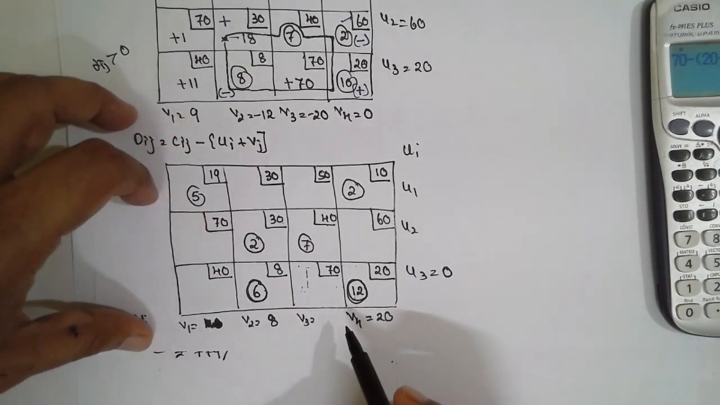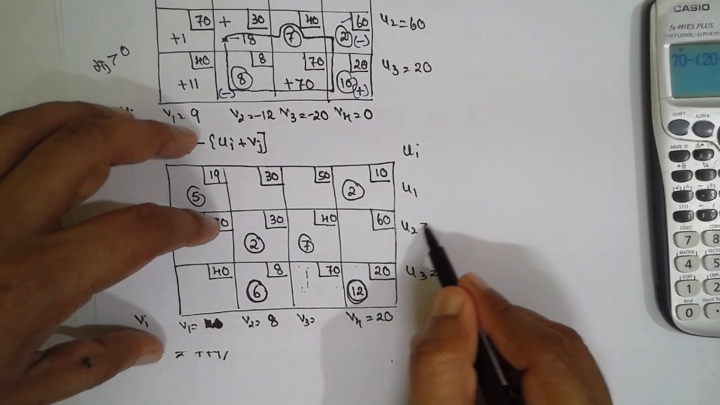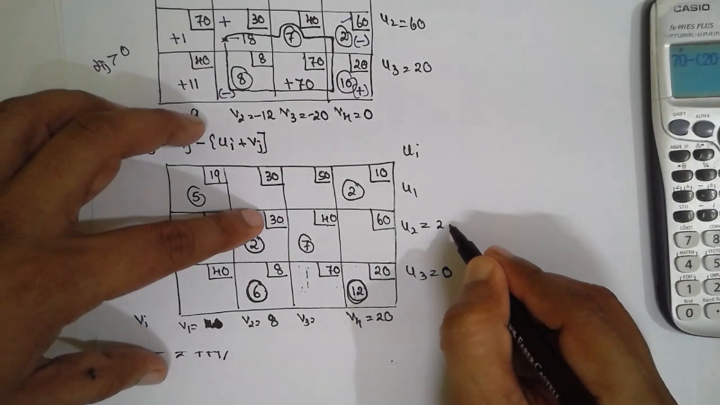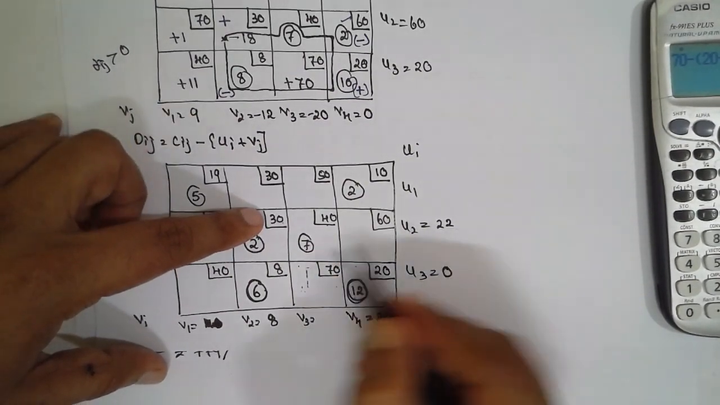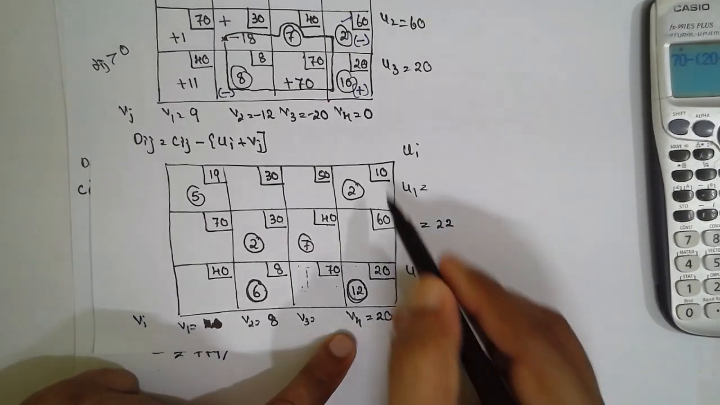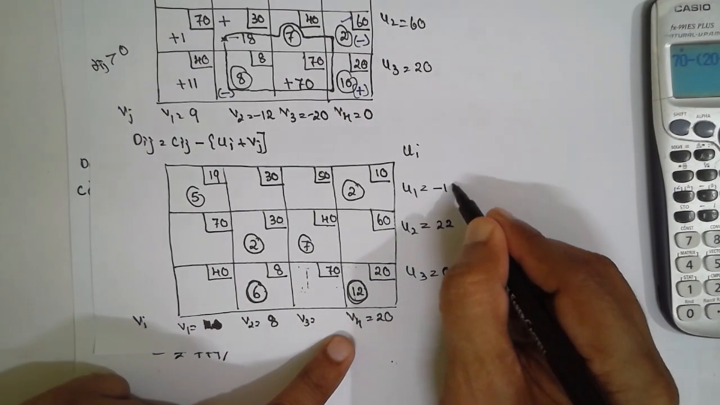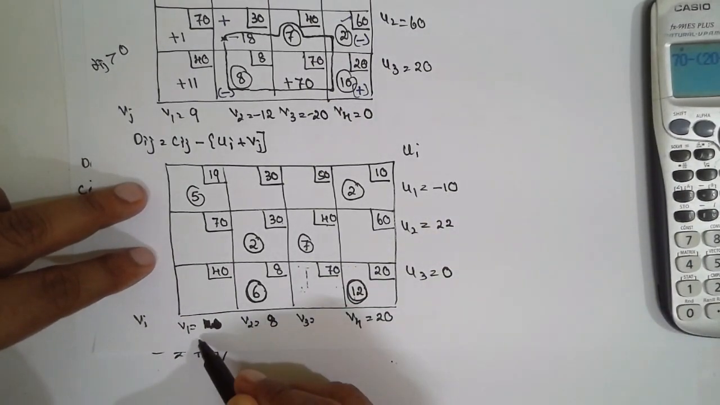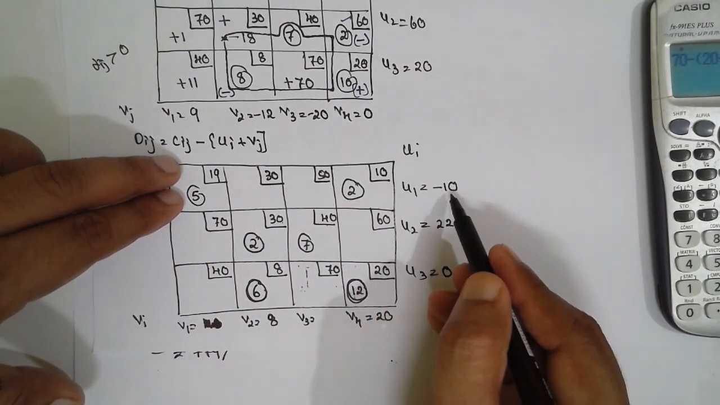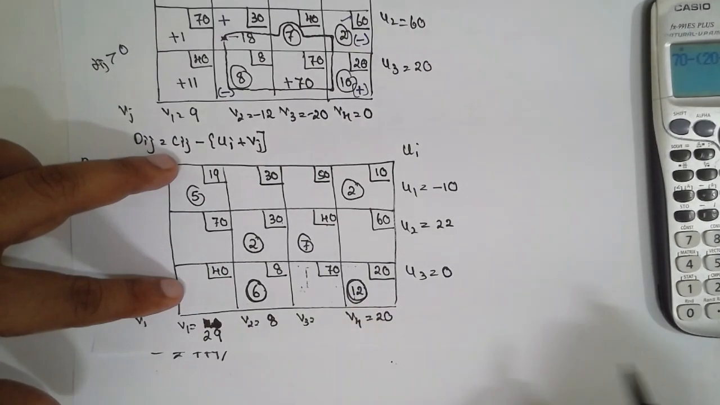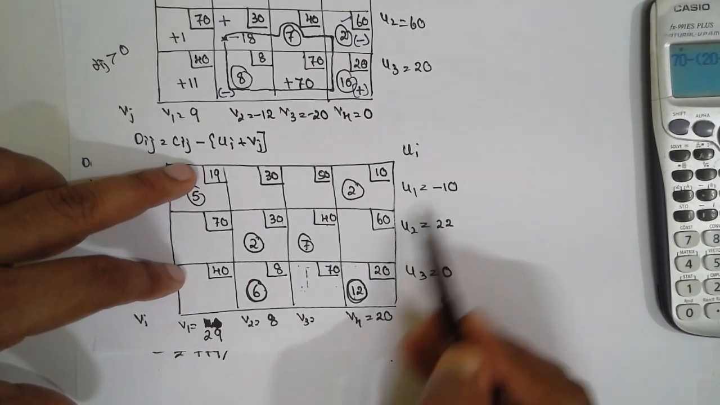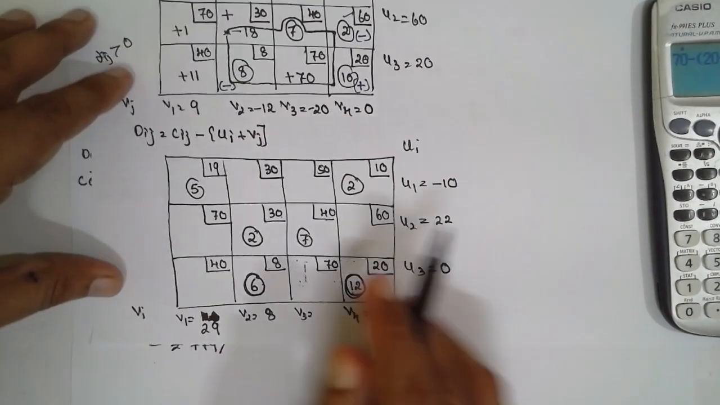Now see here, how to find the value of U2. 30 minus 8 is 22, because it is the occupied cell. Now similarly, we can find U1 because we know V4. 10 minus 20 is minus 10. After getting minus 10, you can find V1 because it is an occupied cell. Minus 10, minus 19, minus of minus 10, it becomes 29, because minus of minus becomes plus. 19 plus 10 is 29. Now we have to fill this box.